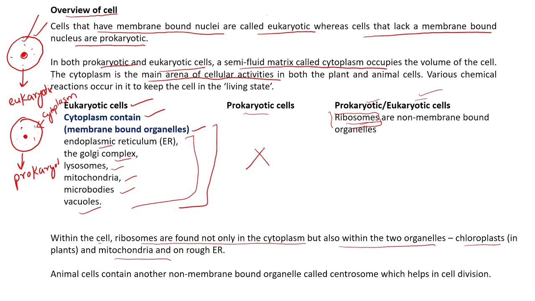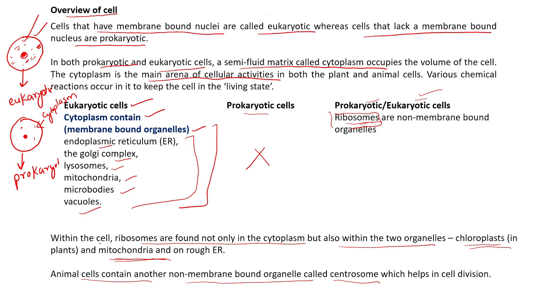This semi-fluid portion is cytoplasm. So these ribosomes are not only present in cytoplasm but they are also found in chloroplast and mitochondria, which are two organelles. And animal cells contain another non-membrane-bound organelle which is called centrosome. This helps in cell division.